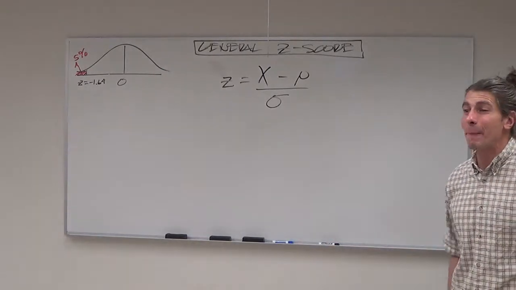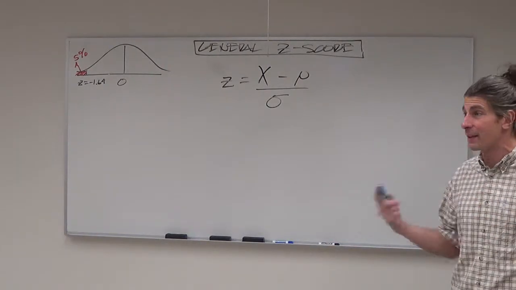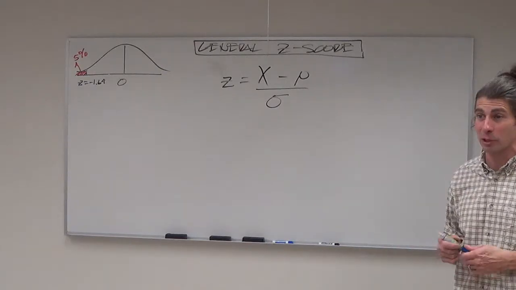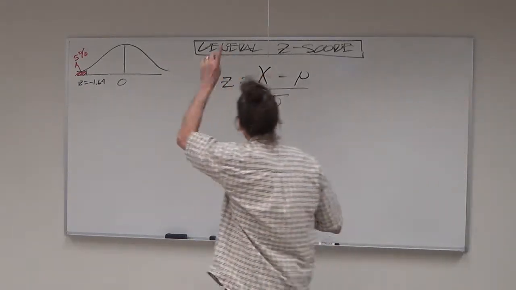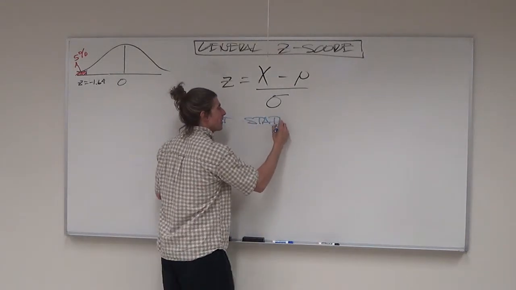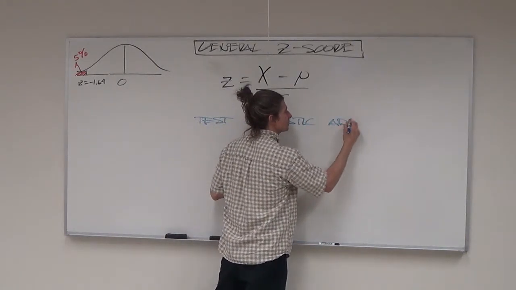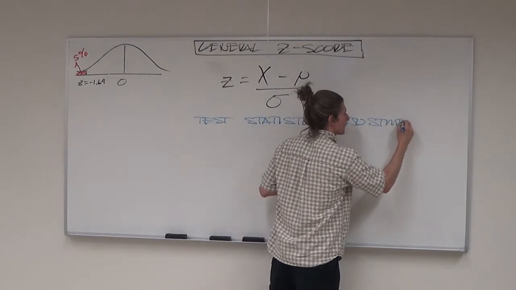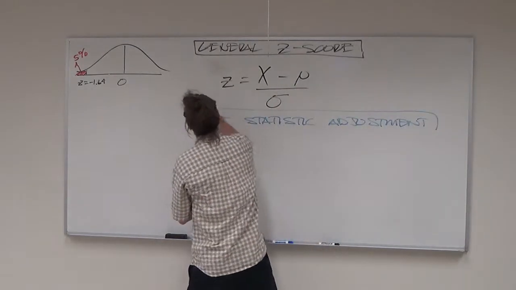All we've got to do is make the adjustment for the data set, the sampling adjustment that we had to make with the central limit theorem. So that's the general Z-score. So our test statistic adjustment, and we're going to do one of these for each of the tests that we do.